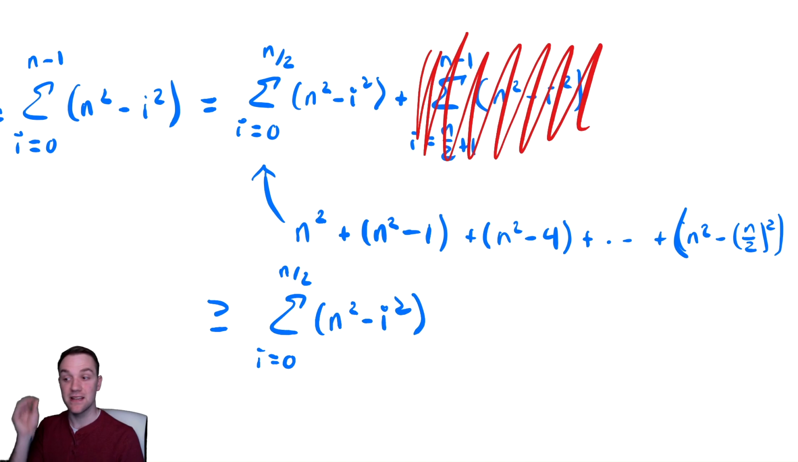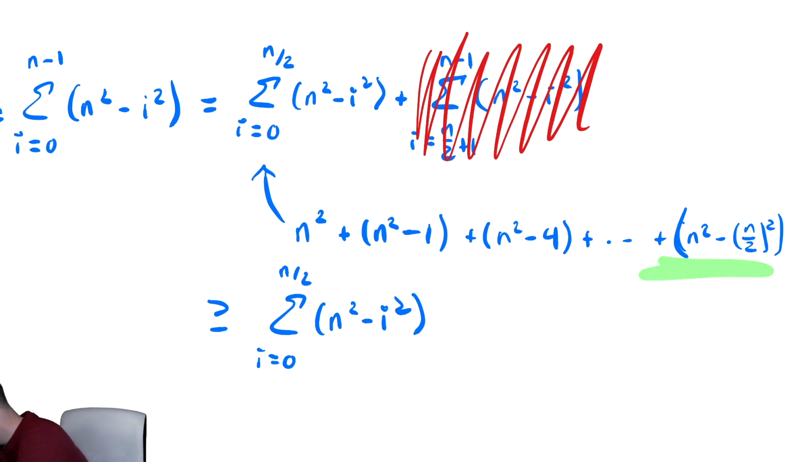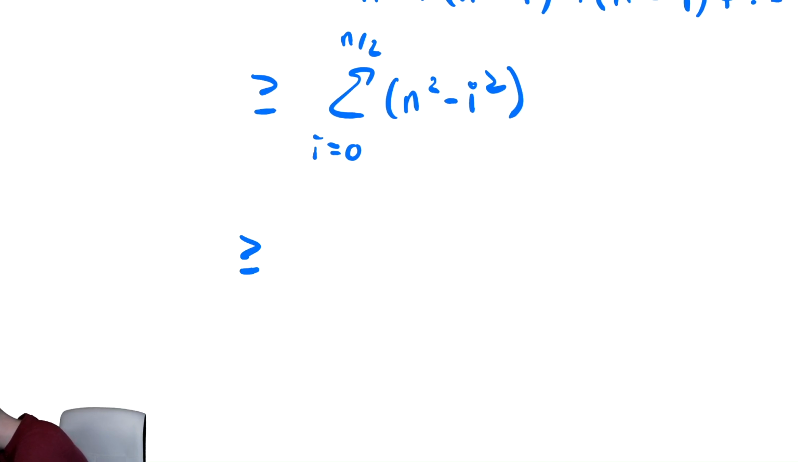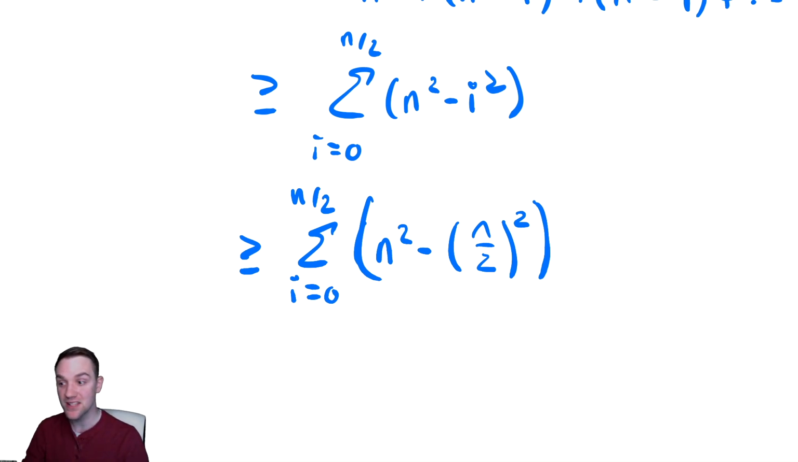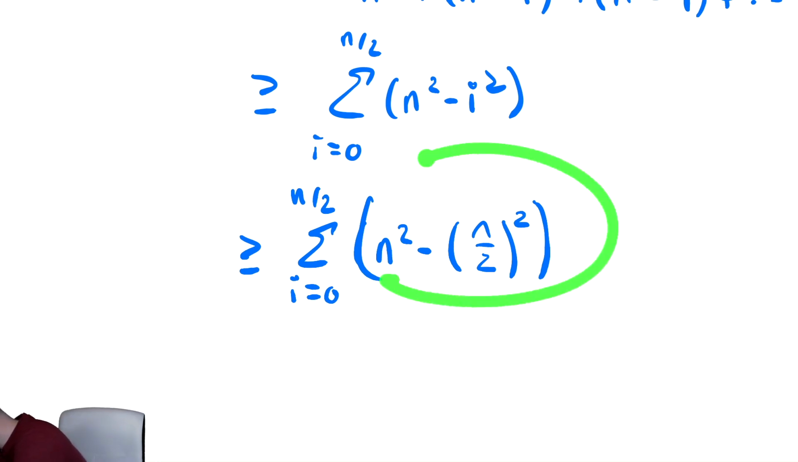We are now going to make it yet smaller still by replacing every term in the summation with the smallest term. Having written out the terms here, we can see that the smallest is definitely the final term of the summation. So this is greater than or equal to the sum from i equals 0 to n divided by 2 of n squared minus, replace i with the largest value that it obtains on that interval of values. Because it is decreasing, the largest possible value will make it as small as possible. Therefore, we now have no more i's inside of the summation.